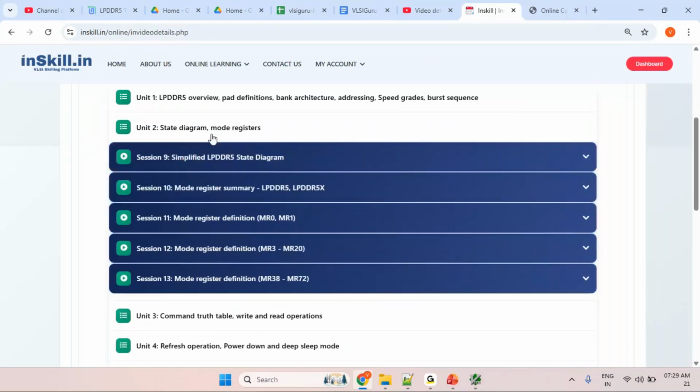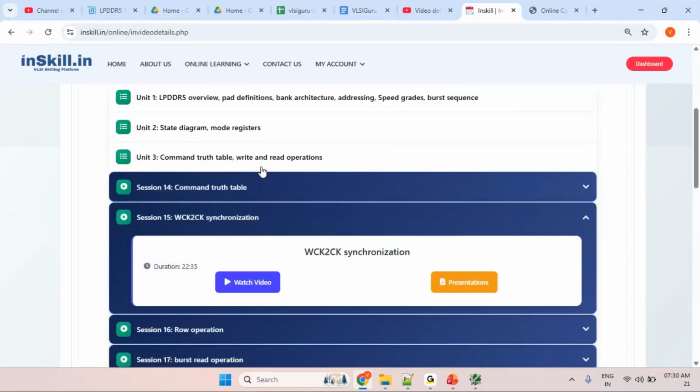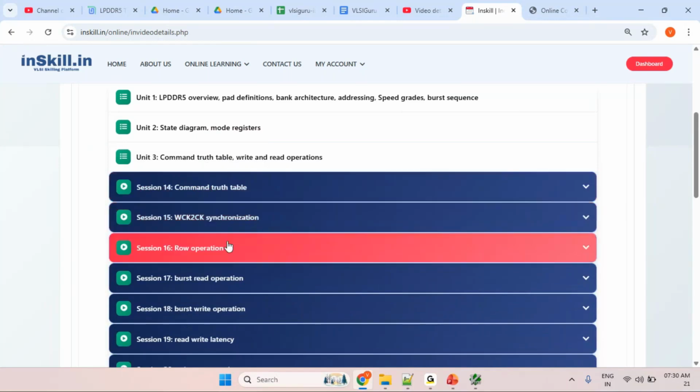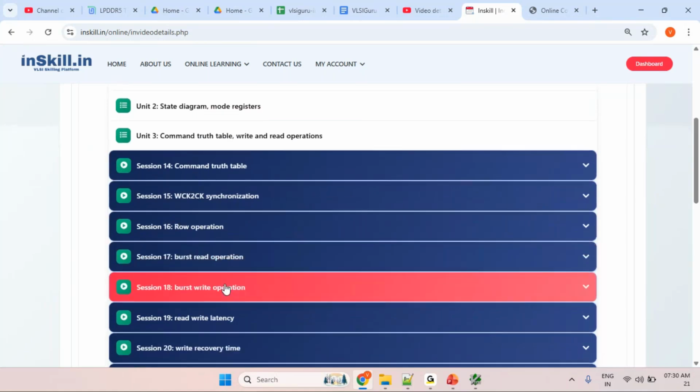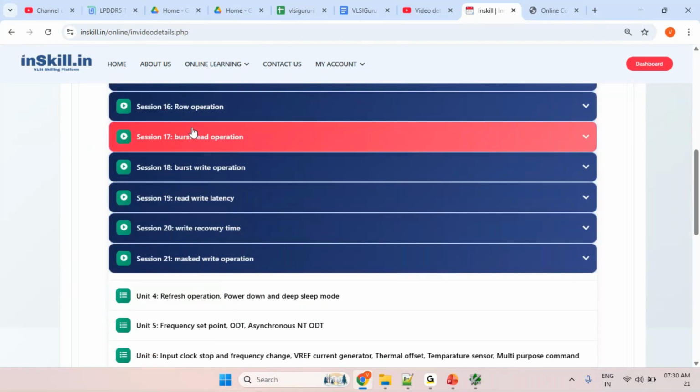Then this unit talks about the LPDDR5 state diagram, the different mode registers of LPDDR5 and 5X, till mode register 72. Then the next unit talks about the command truth table, the write and read operations. We have the command truth table, WCK to CK synchronization, and different operations like row operation, burst write, read write latency, write recovery time, mask write operation.